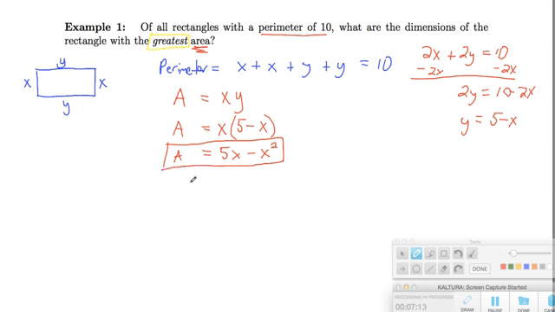Now remember, to optimize, we need to take the first derivative. Now derivative of 5x is 5. Derivative of x squared is 2x. So this is what we got. Now remember, we're looking for places where this is equal to 0. Well, if you just add 2x to the other side of the equation, you end up with x equals 5 halves.